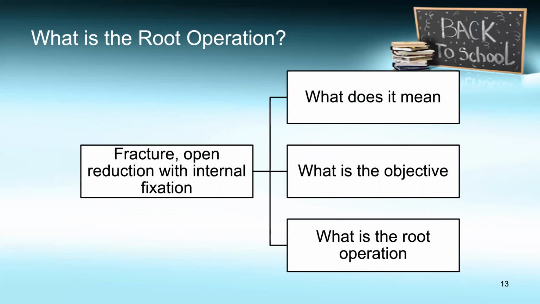Up next, we have a fracture, and the procedure is going to be an open reduction with internal fixation, or what we call ORIF, O-R-I-F. Whenever you see that documented in the record, O-R-I-F, that's an open reduction, internal fixation. So what exactly does that mean? What is the objective? And therefore, what is the root operation?